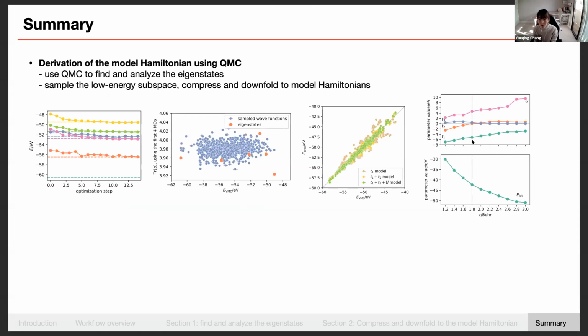And then we sample the low energy subspace by doing linear superpositions of the eigenstates. We find that using a small MO basis is good enough for describing all these sampled states. And then we compress the full Hilbert space to this low energy subspace and downfold to a model Hamiltonian. And later on, we find that the best model really depends on the bond length of my system.